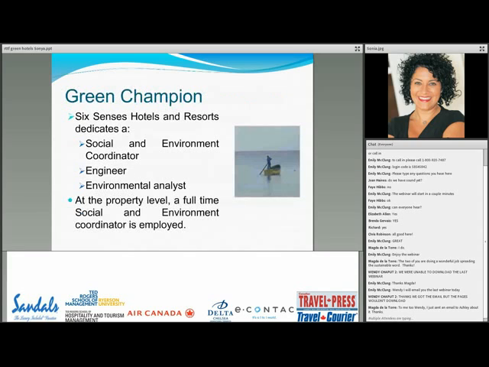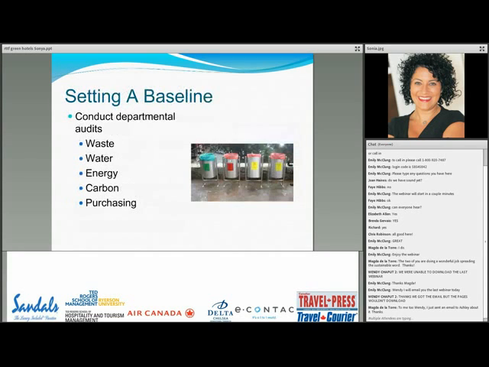So the green champion is really key, and this green coordinator is really key at the property level. Just to give you an example, Six Senses Hotels and Resorts have a dedicated social and environmental coordinator at the chain level, also a dedicated environmental analyst, and at the property level, they have a full-time social coordinator. That kind of seems like quite a bit, but the idea is just to get someone who's really keen on this, involved, and wants to drive it forward.